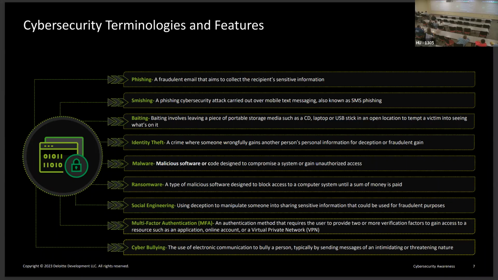Another common term is baiting, which involves using physical goods, so either a CD, storage, USB, or laptop to see what's on it. The way it does this is it leaves out a physical good and tricks the user into seeing what's on that item.